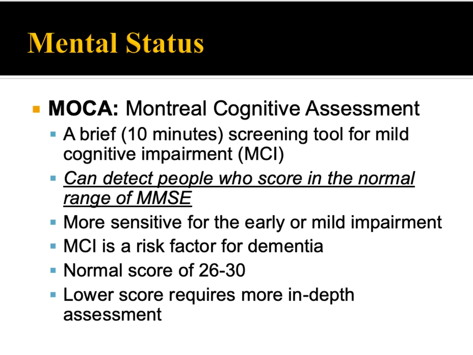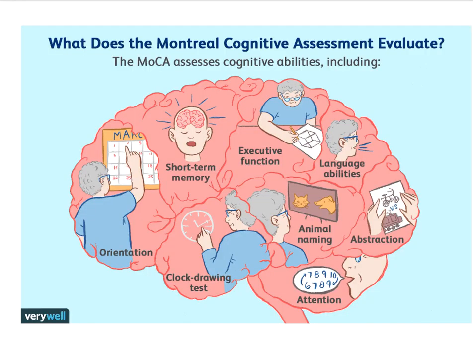The MCI is a risk factor for dementia, and the normal score is somewhere between 26 and 30. Lower scores, again, don't mean dementia. They just show some impairment that would clue us in to the fact that we need to do a more specific, more in-depth assessment. And when you do the MoCA, you're going to see it's fairly involved. And here are some of the components.